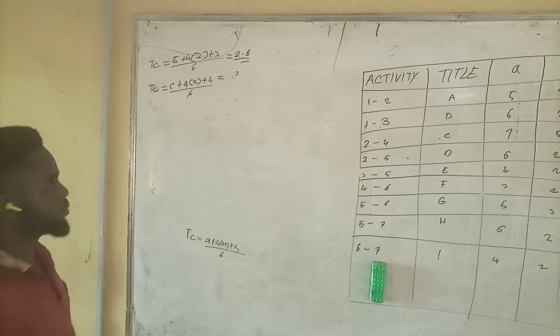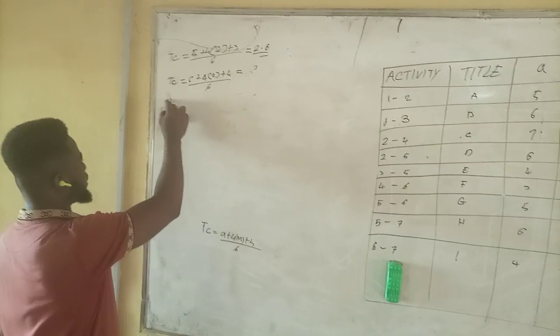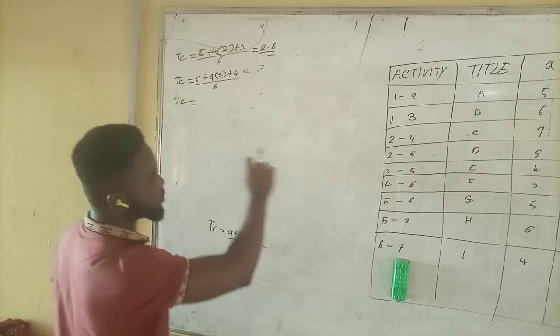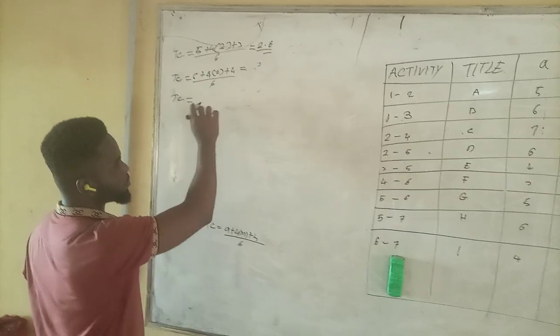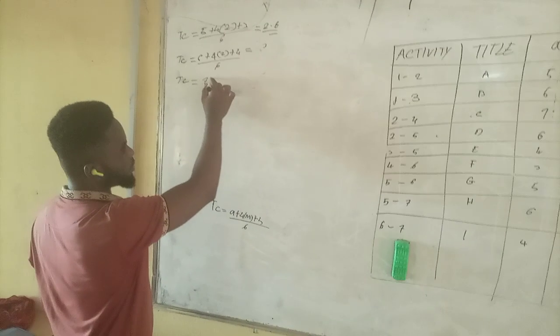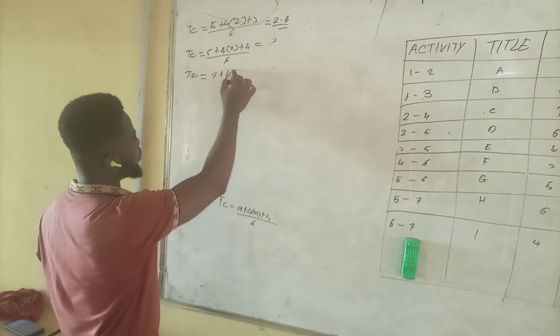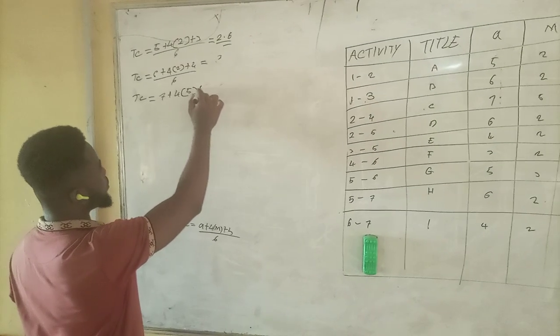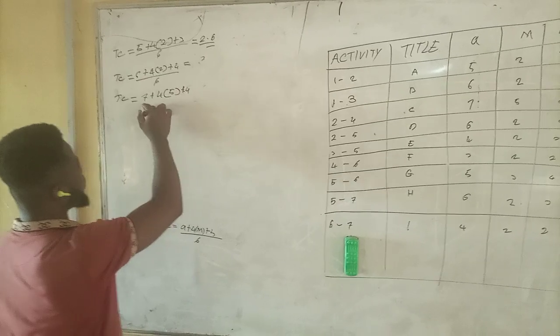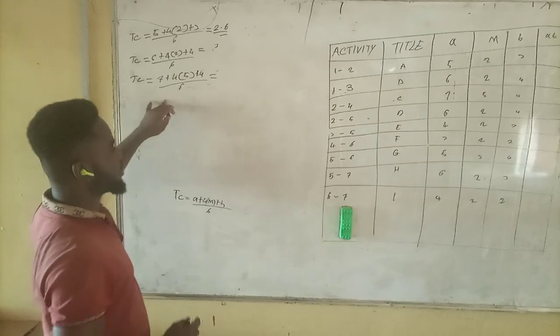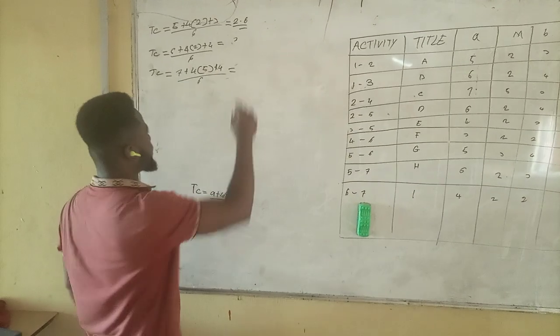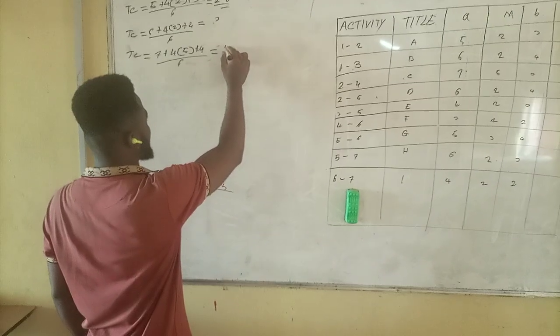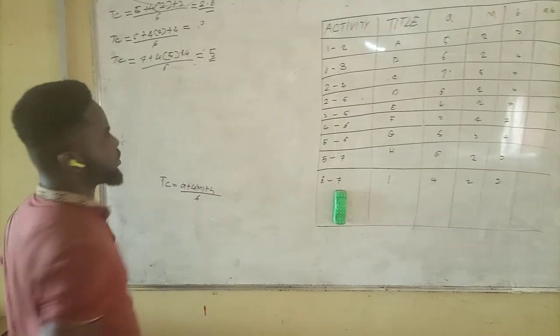2 to 4. We will do it again. TE equals to 7 plus 4.5 plus 4 divided by 6 equals to. If you calculate this, you will see that you are having 5 as your answer, as your TE.